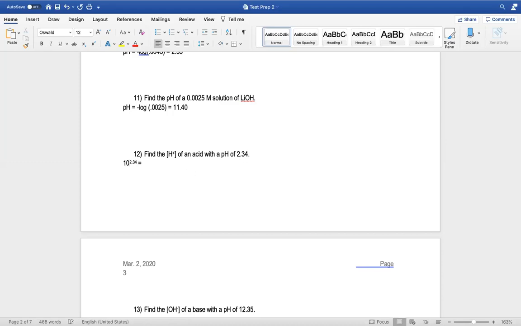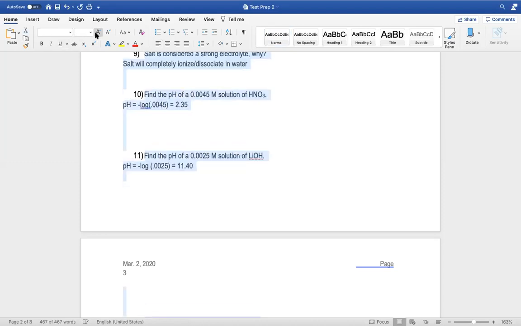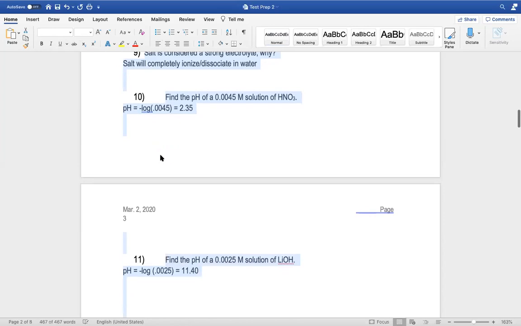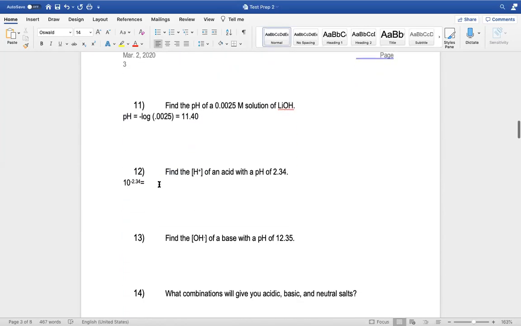How do I do that right? I hate exponents on the computer. 10 to the power of negative 2.34. There we go. I'm going to make everything a little bit bigger too. Okay, 10 to the negative 2.34, which is then equal to 4.6 times 10 to the negative 3 molar.